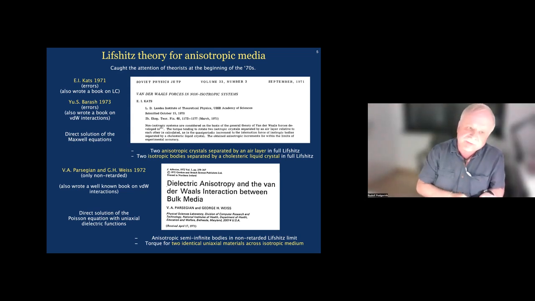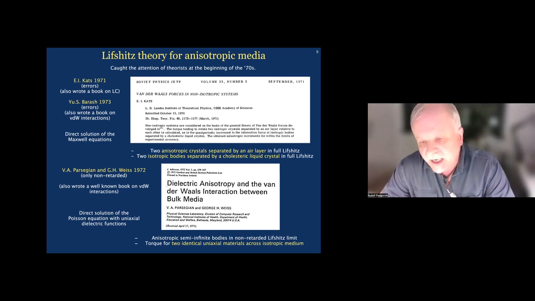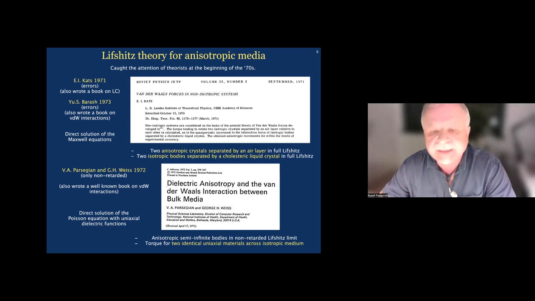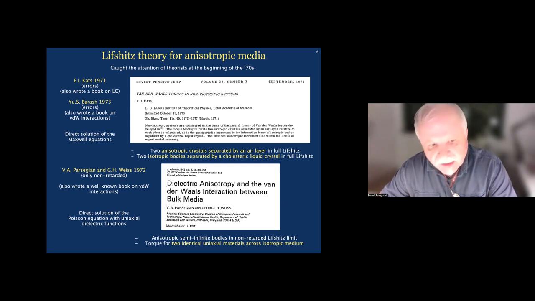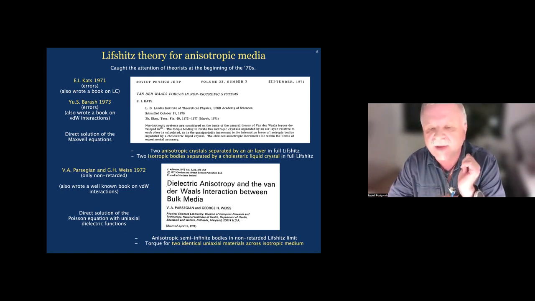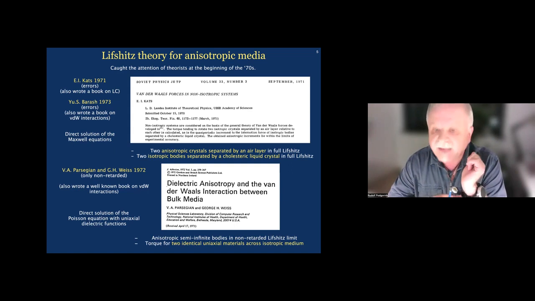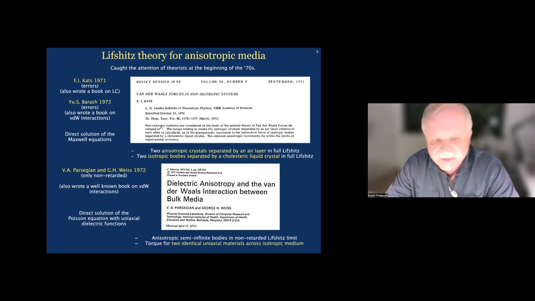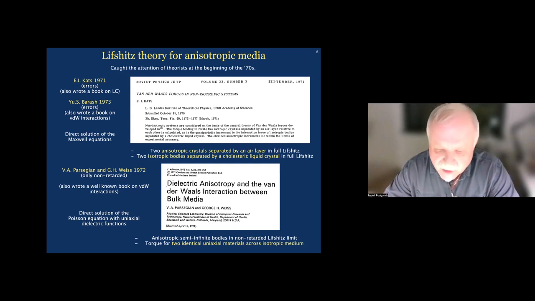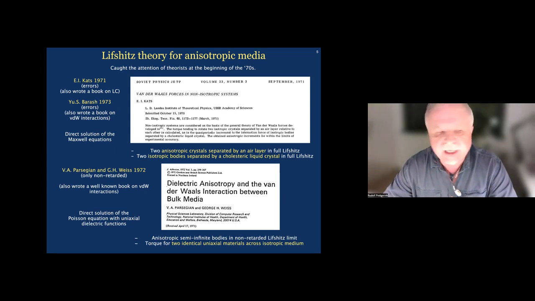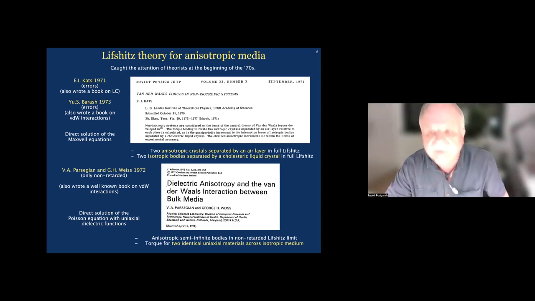Later came Adrian Parsegian with George Weiss in 72, and this is the correct solution for the non-retarded problem of van der Waals torques. They were looking at two macroscopic bodies separated by vacuum, with two dielectric tensors in each of the anisotropic bodies, uniaxial symmetry, and they calculated the non-retarded contribution to the free energy, and from that, the torque. This is still valid work, no error there. They were solving the Poisson equation, because it's non-retarded, and from that, free energy and torque. As I'm sure you all know, Adrian Parsegian also wrote a well-known book on van der Waals interactions where you can also learn about his calculation of the torques.